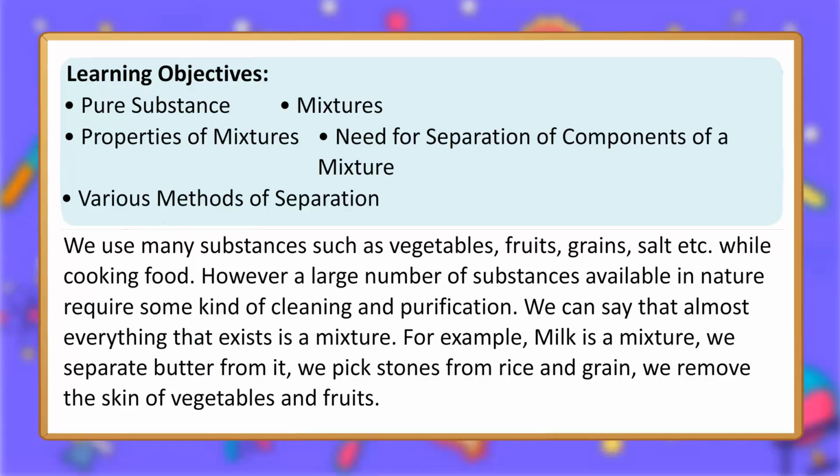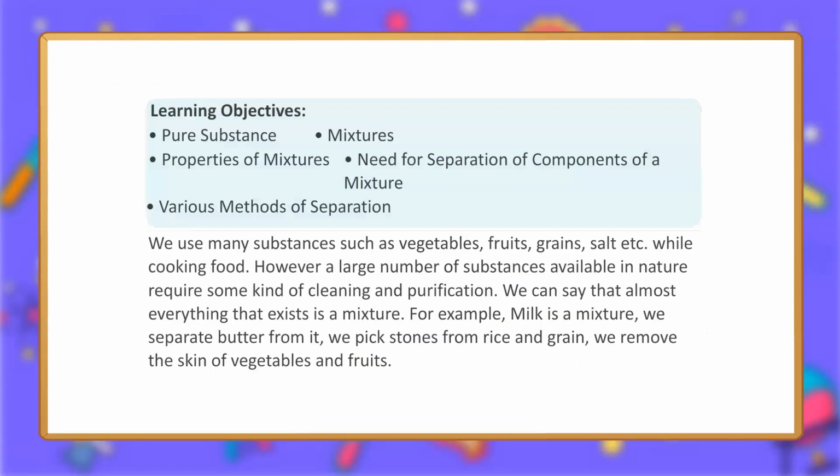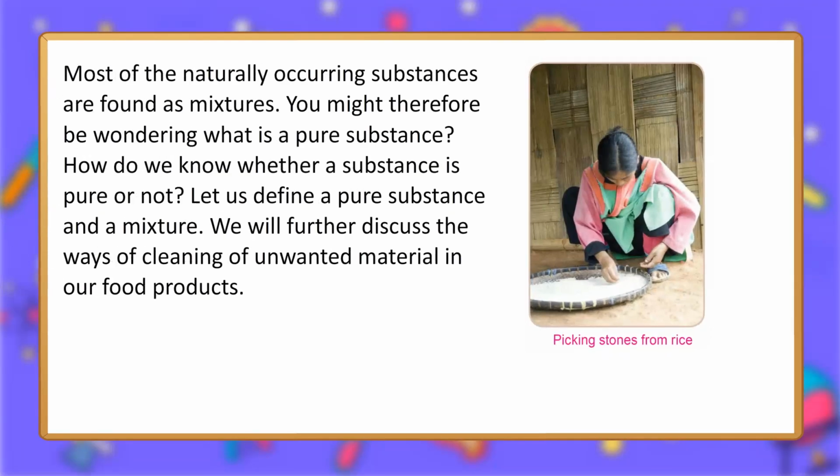For example, milk is a mixture. We separate butter from it. We pick stones from rice and grain. We remove the skin of vegetables and fruits. Most of the naturally occurring substances are found as mixtures.